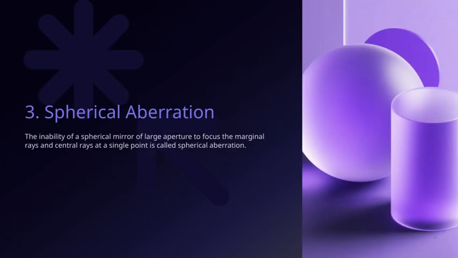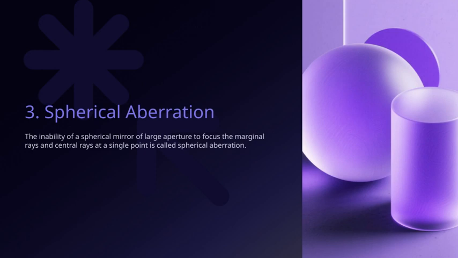Let's talk about spherical aberration. This occurs when a spherical mirror with a large aperture can't focus the marginal rays and the central rays at the same point. Essentially, the mirror's shape causes rays hitting near the edge to focus at a different point than those hitting near the center.